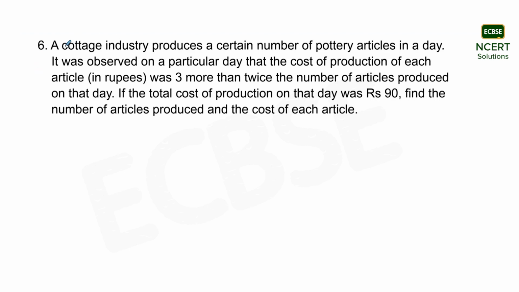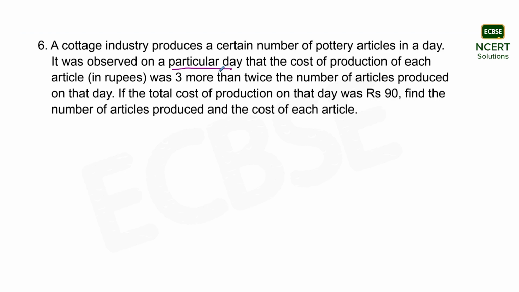Hello students, so here we are with question 6 of exercise 4.2 for the chapter Quadratic Equations. Question 6: a cottage industry produces a certain number of pottery articles in a day. It was observed on a particular day that the cost of production of each article was 3 more than twice the number of articles produced on that day. If the total cost of production on that day was rupees 90, find the number of articles produced and the cost of each article.